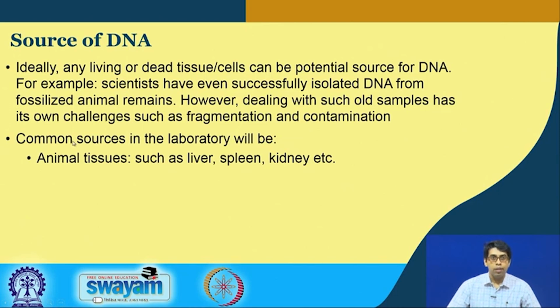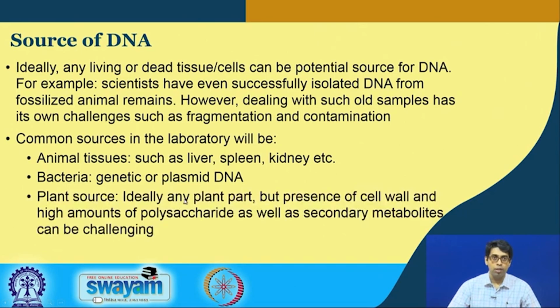In the laboratory, the common sources are different animal tissues such as liver, spleen, kidney, etc. And in case of bacteria, we take the whole bacteria. We can grow the bacterial cells in a culture, and depending on our requirement, we can purify the genomic or the plasmid DNA from the bacteria.